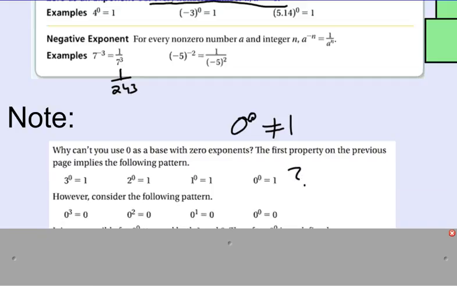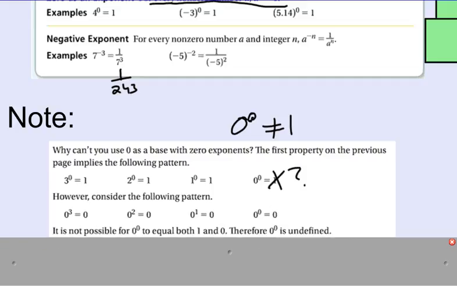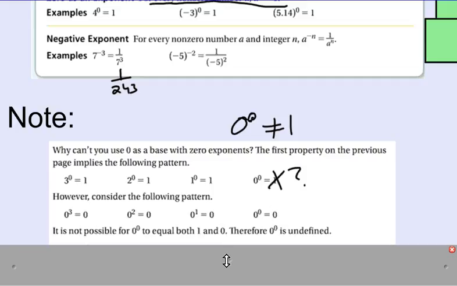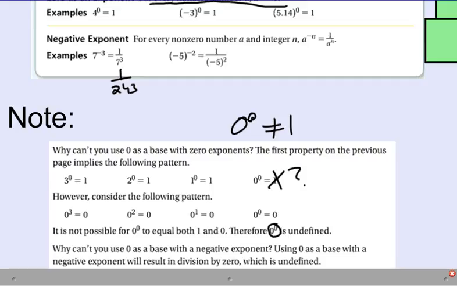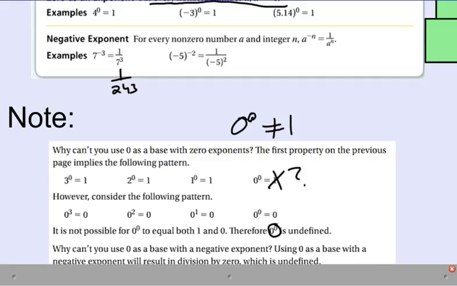Well, let's look at it this way. 0 to the power of 3 is 0. 0 to the power of 2 is 0. 0 to the power of 1 is 0. So why would 0 to the power of 0 be anything but 0, looking at that pattern? All right, so it is equal to 0. So it's not possible for it to both be 1 and 0. Therefore, actually we're going to say it's undefined. 0 to the 0th power is one of those undefined terms.